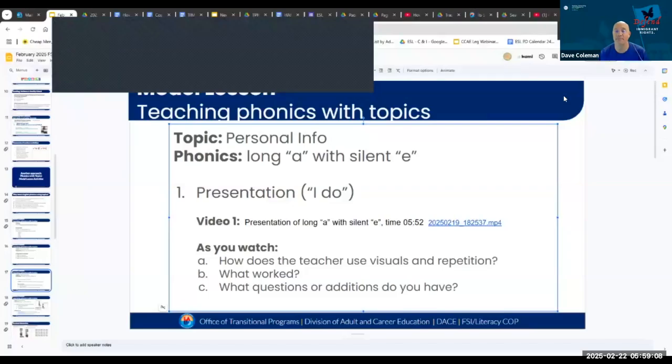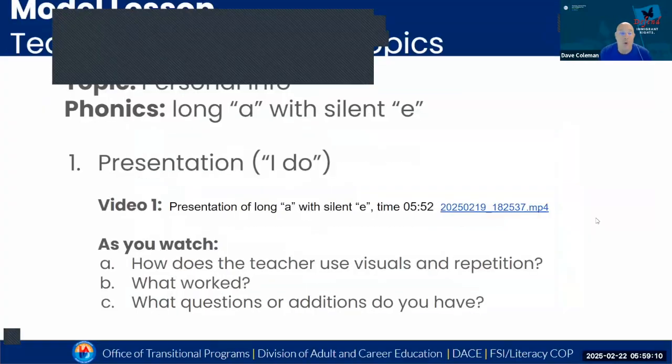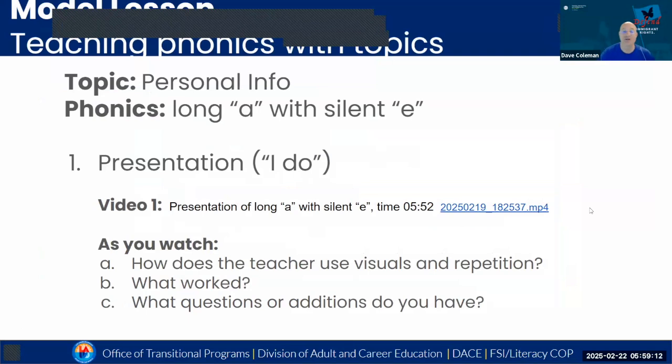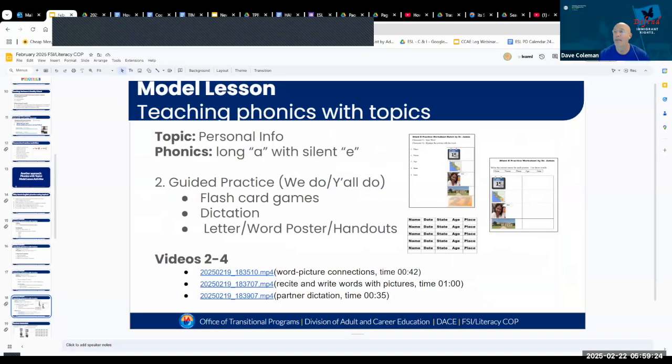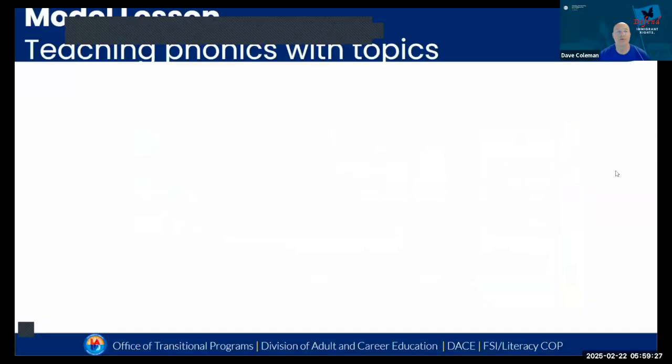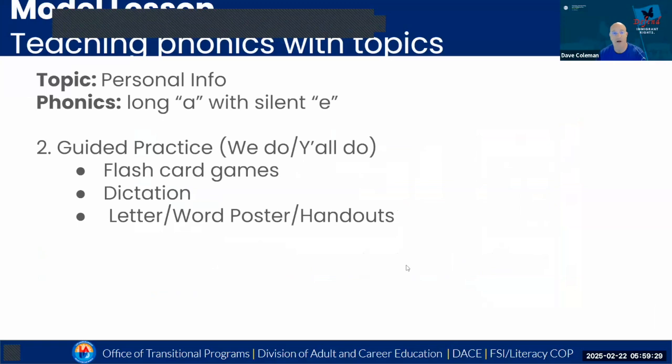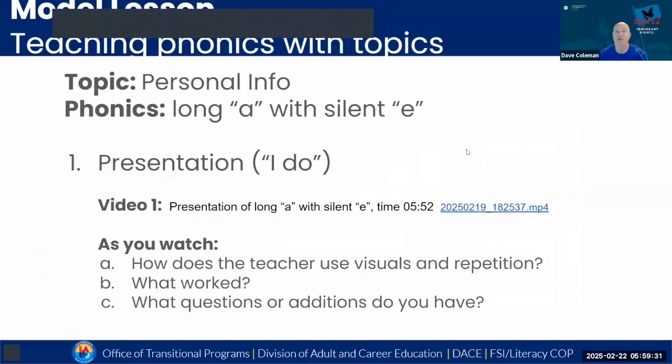Okay. So I'm going to go share the screen again. And slides. Okay, so what did you notice about the teacher's visuals and the repetition? What did you notice that was good about what she did? Whoops, sorry. What did she do to improve the presentation?